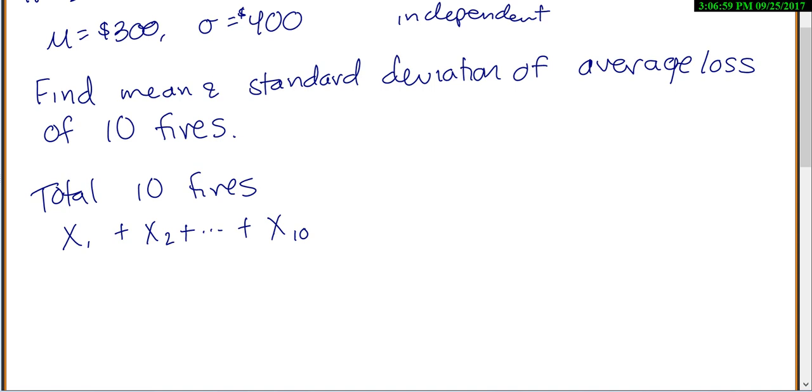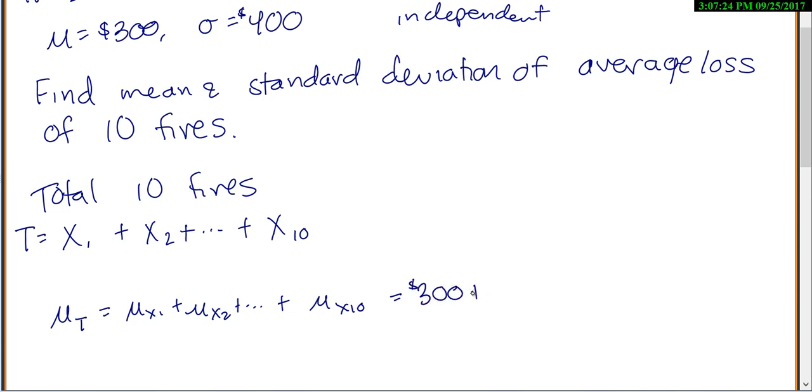So now let's find the mean. Let's call T as the total for adding all those up. So the mean for the total of adding all of those up would be, well, just do the mean of the first one plus the mean of the second one plus up until you get to the mean of the last one. And each mean is 300. So it's going to be 300 plus up to 300, and we're going to do that 10 times, so 10 times 300 equals 3,000.